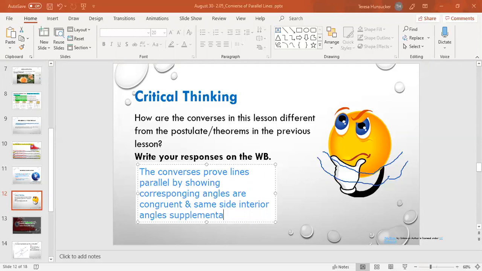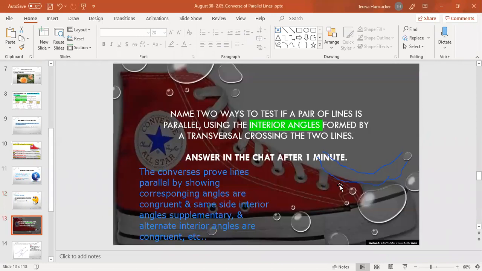And alternate interior angles congruent. Etc., etc., etc. All right. All right, so moving on once again. So here's your next question.